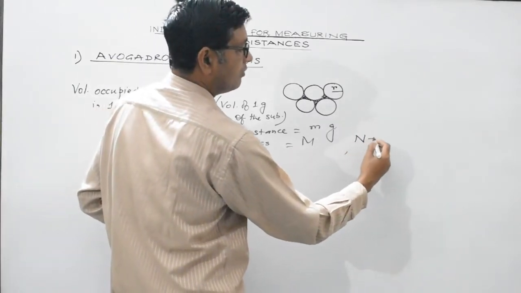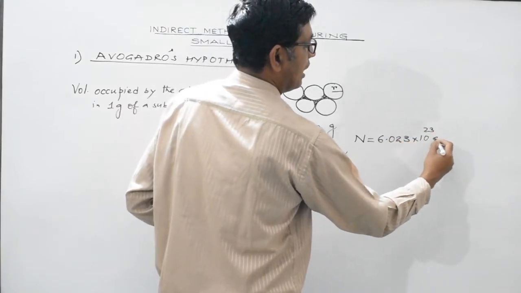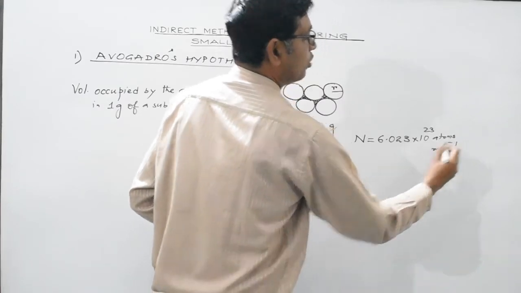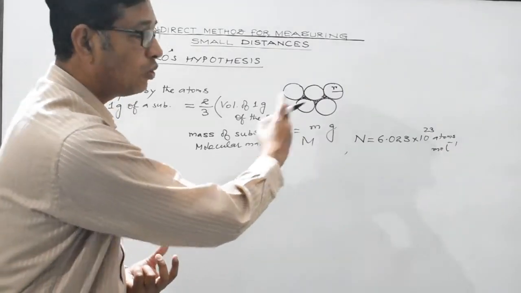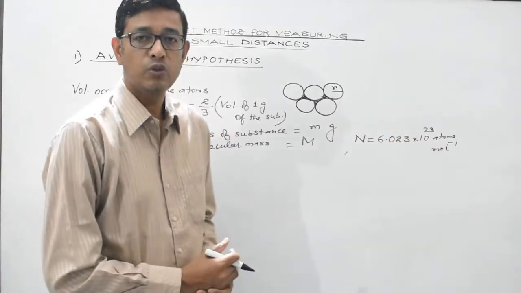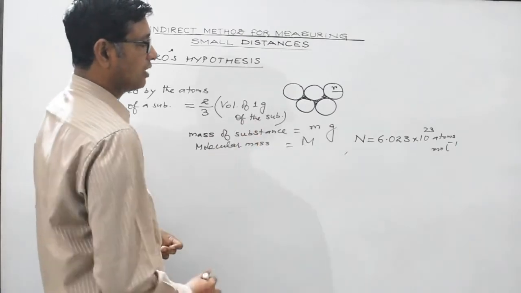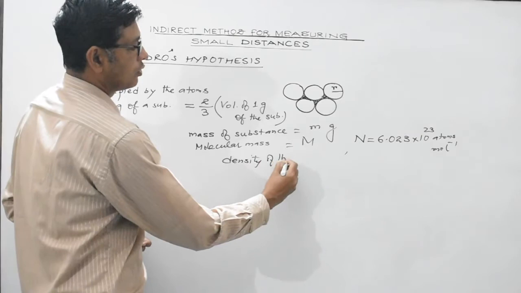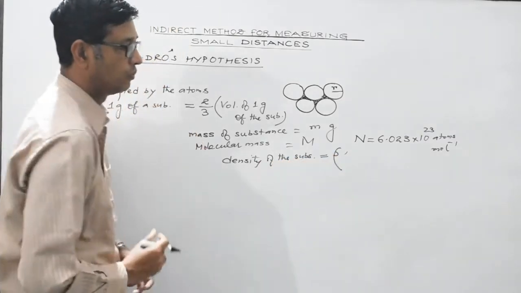Avogadro's number N is equal to 6.023 into 10²³ atoms per mole. Atoms per mole means 1 mole of a substance contains atoms equivalent to Avogadro's number, which is 6.023 into 10²³, right? Also, for the substance which we are considering, let its density be rho. Suppose the density is given to be rho, right?